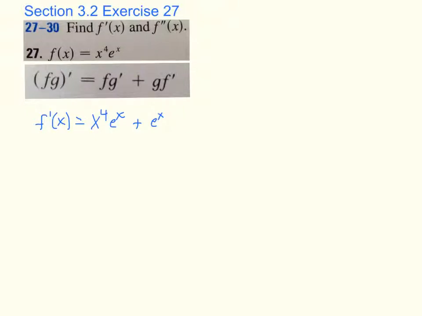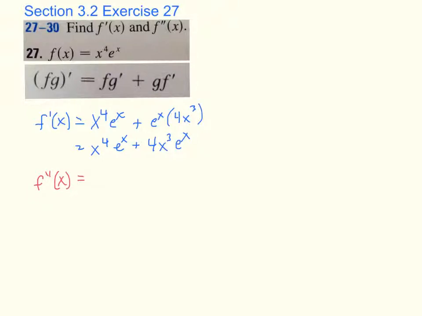When we take the derivative of x to the fourth, we're going to use the power rule, so multiply by our exponent and then subtract 1 from it. So we can rewrite this as x to the fourth e to the x plus 4x cubed e to the x. And we're done with the first part. Now to take the second derivative, f double prime of x.